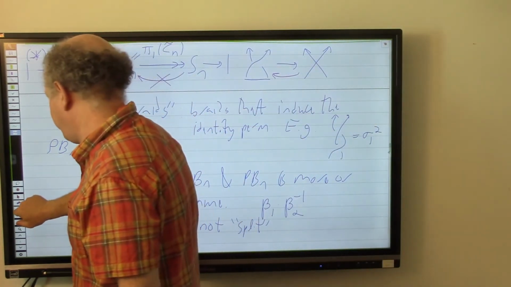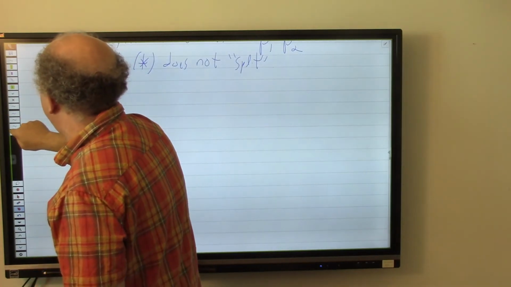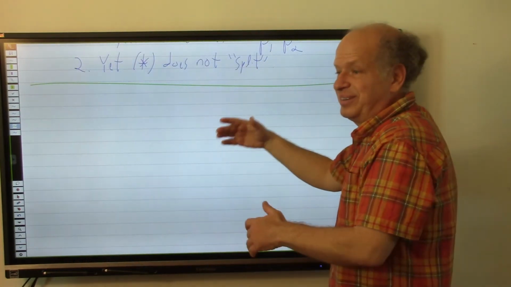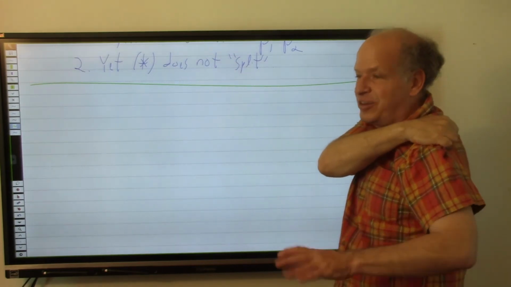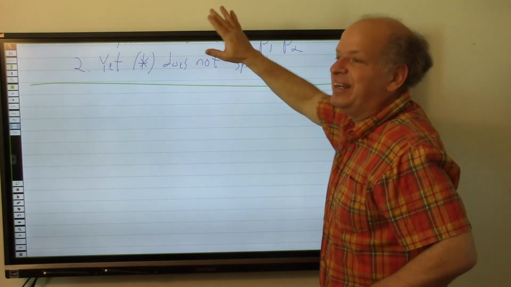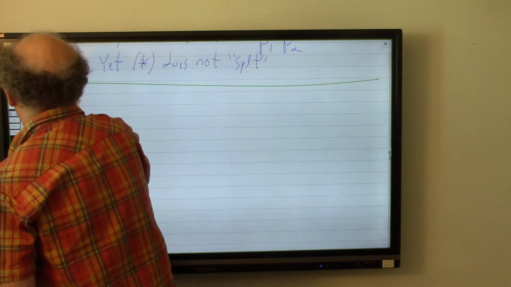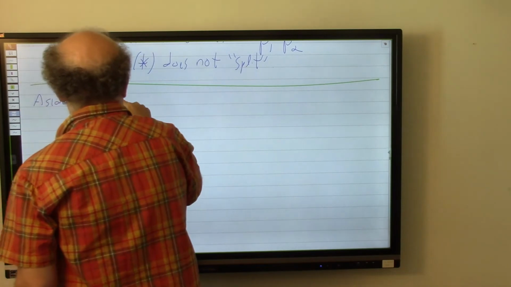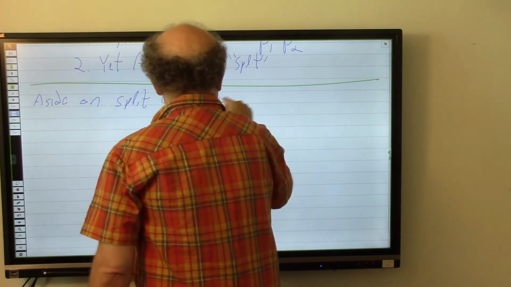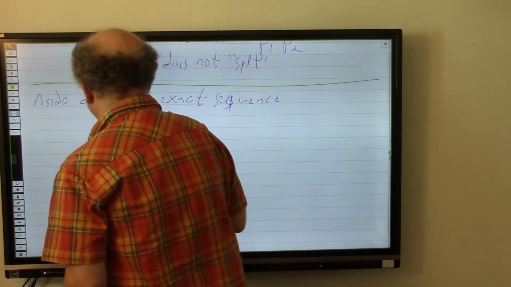Now, why is this significant? So I'm going to lie to you. I don't want to tell you why it is significant, because I actually want to say the next few sentences for another reason, not to explain why that was significant. Okay? But still, I want to make a short aside on split exact sequences.